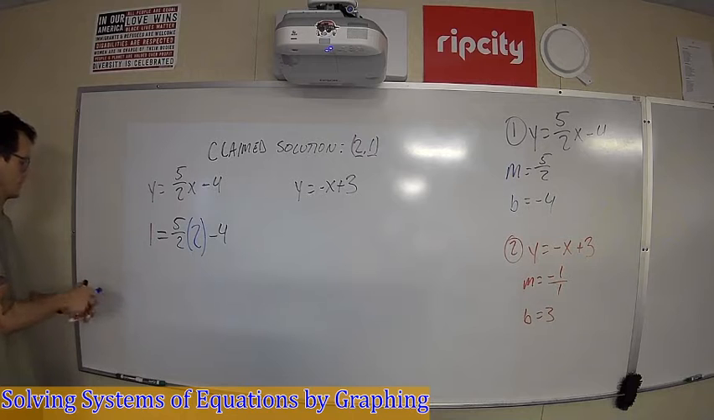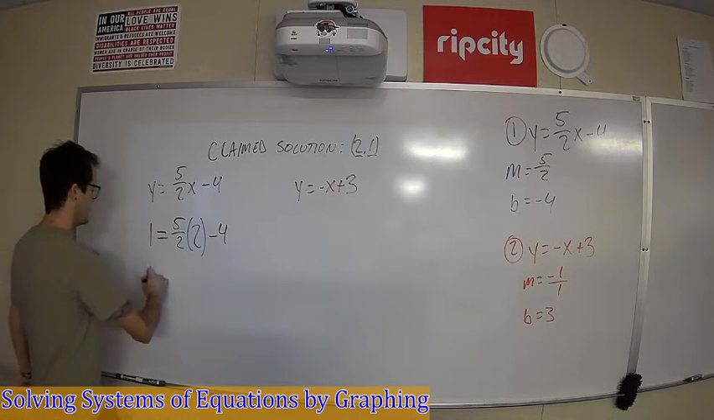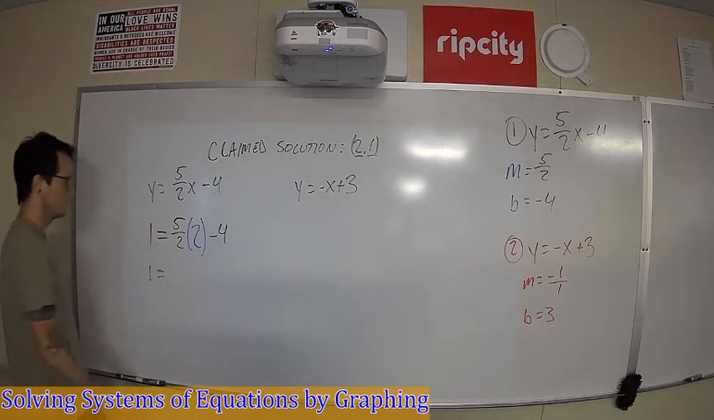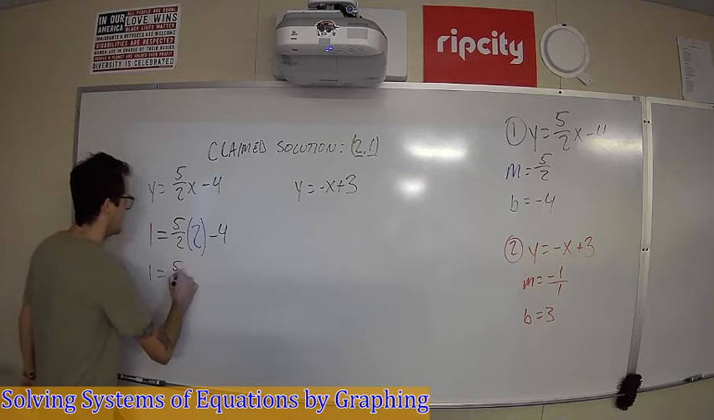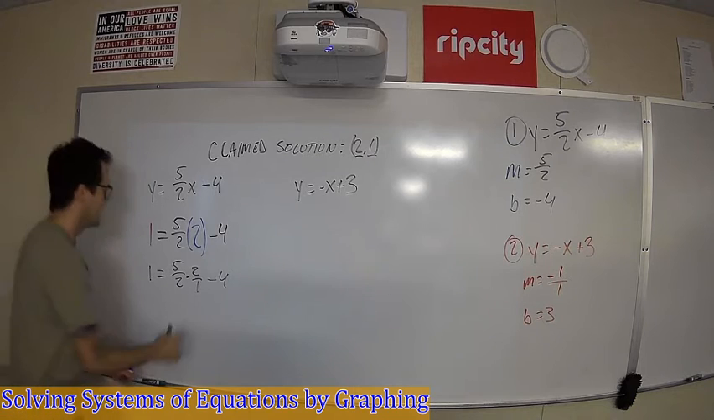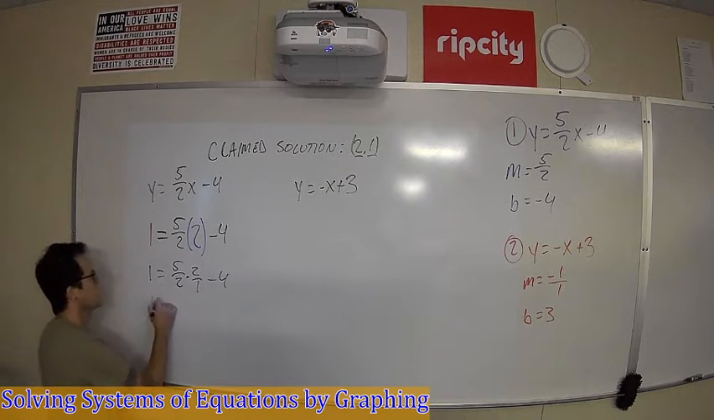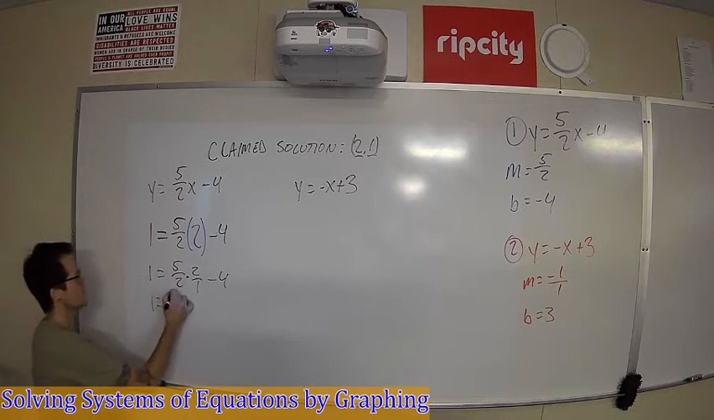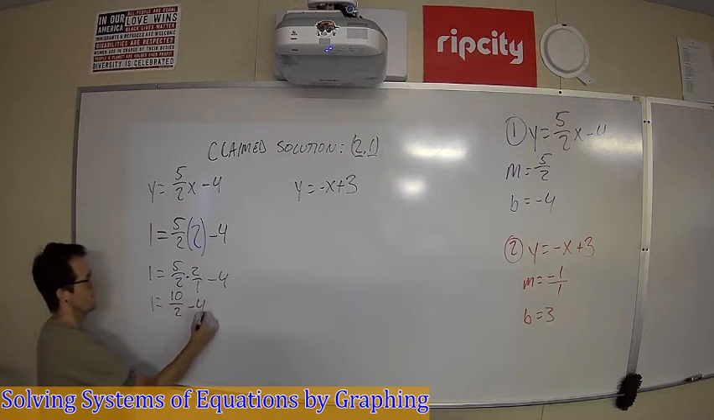Okay, let's simplify this thing and see what we can learn. On the left-hand side, I'm going to keep 1 as being 1. On the right-hand side, I have 5 halves times 2. Well, this is the same thing as saying 5 over 2 times 2 over 1, and then minus 4 is still minus 4. Now let's simplify this thing. 1 equals, well, with fractions, when we multiply them, we go straight across the top, straight across the bottom. 5 times 2 is 10. 2 times 1 is 2.